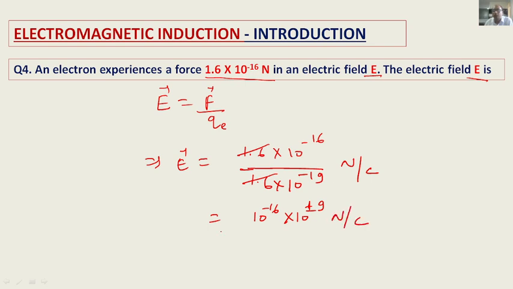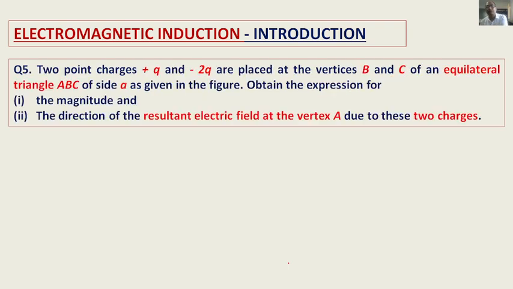So Newton per coulomb, which will be given to you as 10 to the power 3 Newton per coulomb, or 1 into 10 power of 3 Newton per coulomb. In scientific notation we can write. Okay, right. This was question number 4, and question number 5, gentlemen, it is solved.